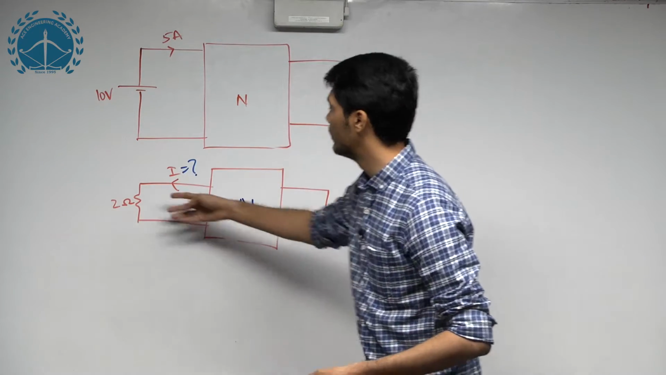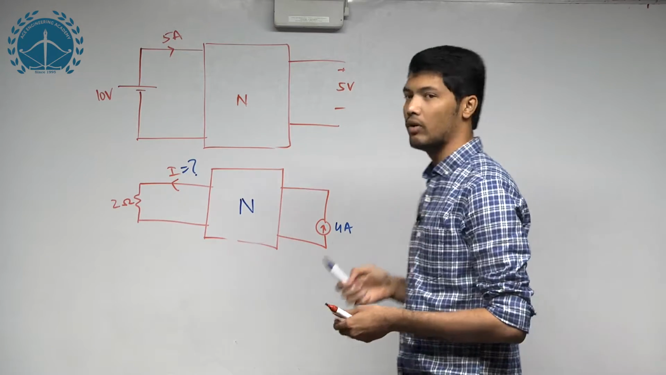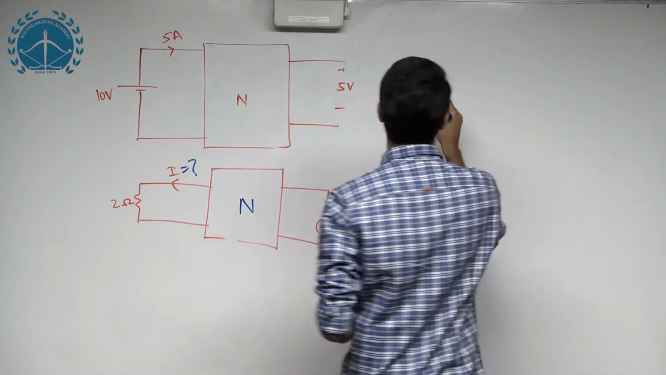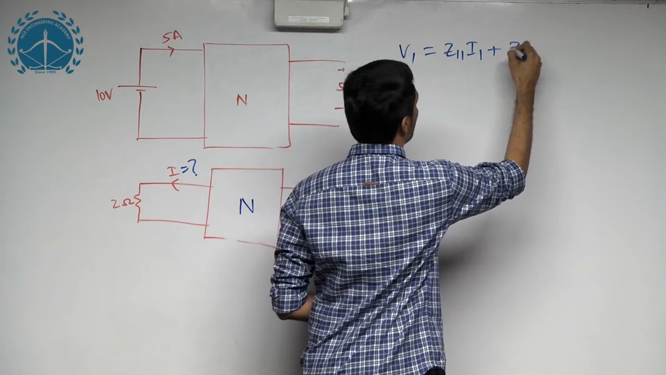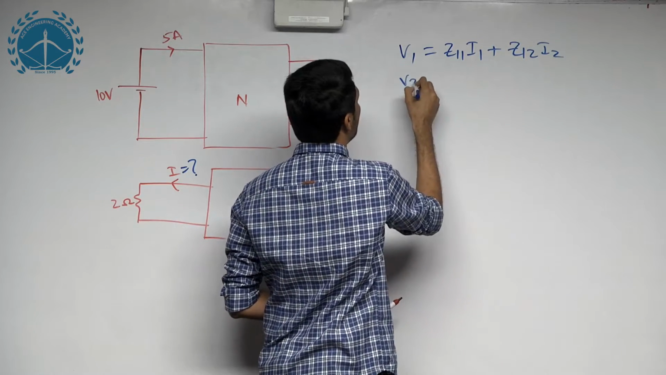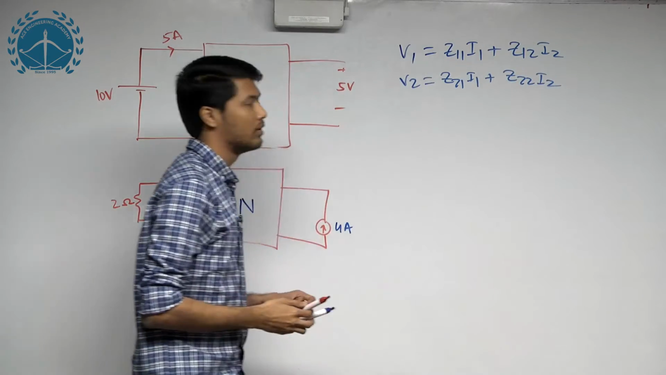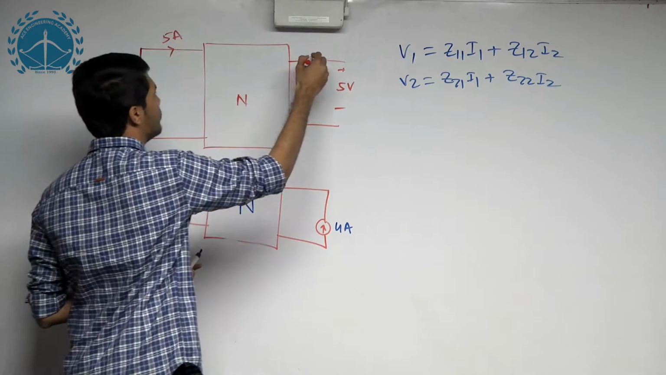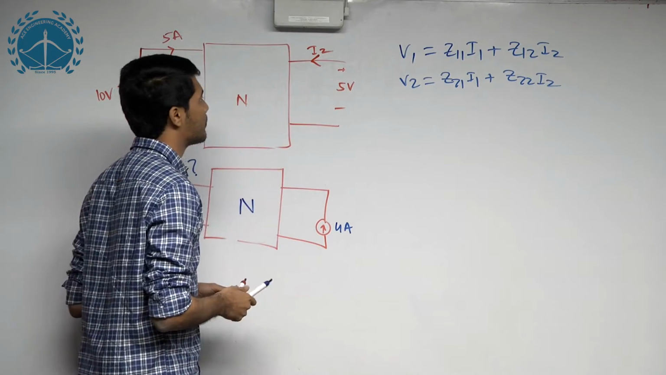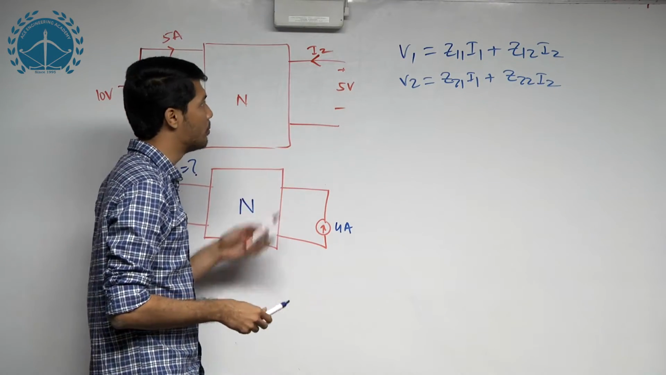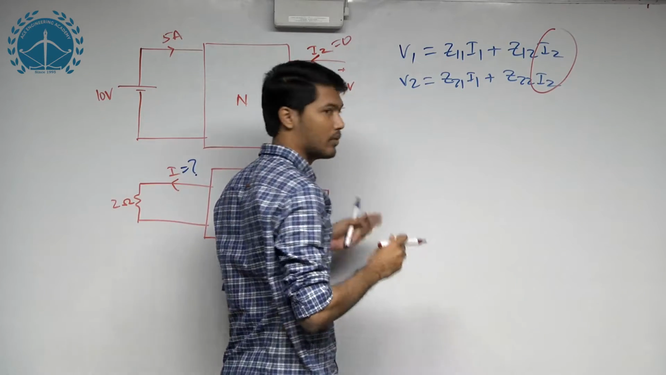But here, instead of this battery, we have a 2 ohm resistor. So first of all we will find out the Z parameters. Now Z parameters: V1 is equal to Z11 I1 plus Z12 I2, and V2 is equal to Z21 I1 plus Z22 I2. The convention is that both the currents flow into the network, and voltages are applied here. Since port 2 is open, I2 is 0.